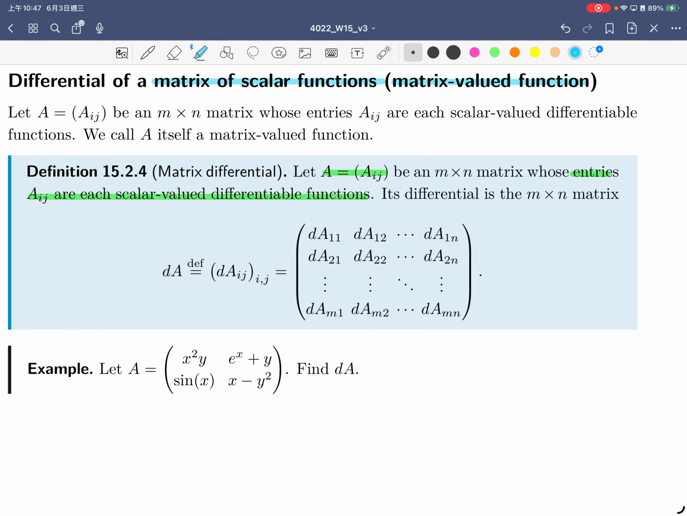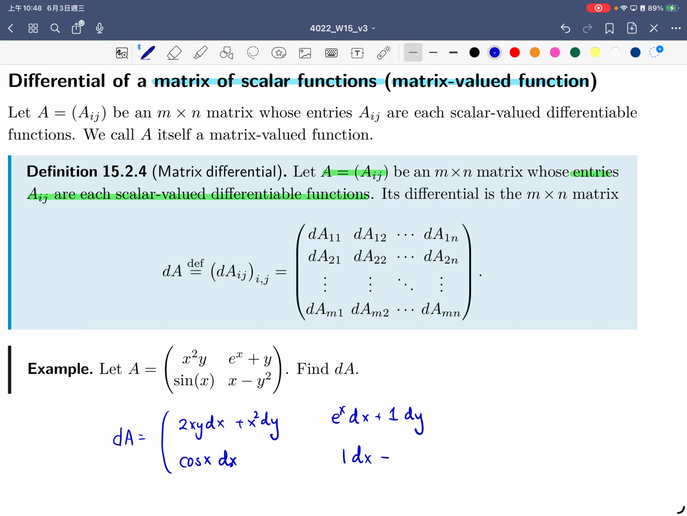So let me do a stupid example. For example, dA, where A is given by this matrix of scalar functions. Then what is dA? It means that you just need to compute the differential entry by entry. For instance, the first entry, if you compute the differential, will be 2xy dx plus x squared y dy. And then the second one will be e to the x dx plus 1 dy. The third one will be cosine x dx. And the last one will be 1 dx minus 2y dy. That's it, okay?